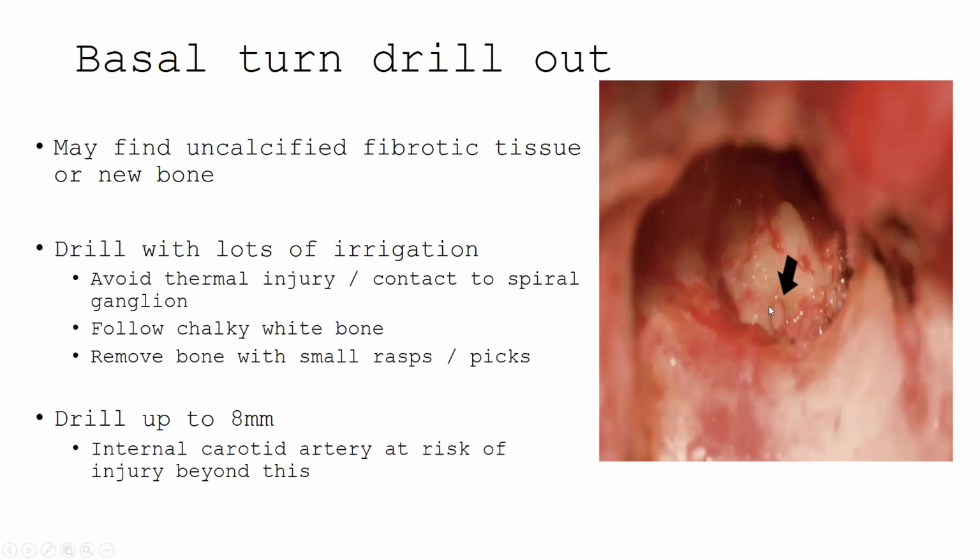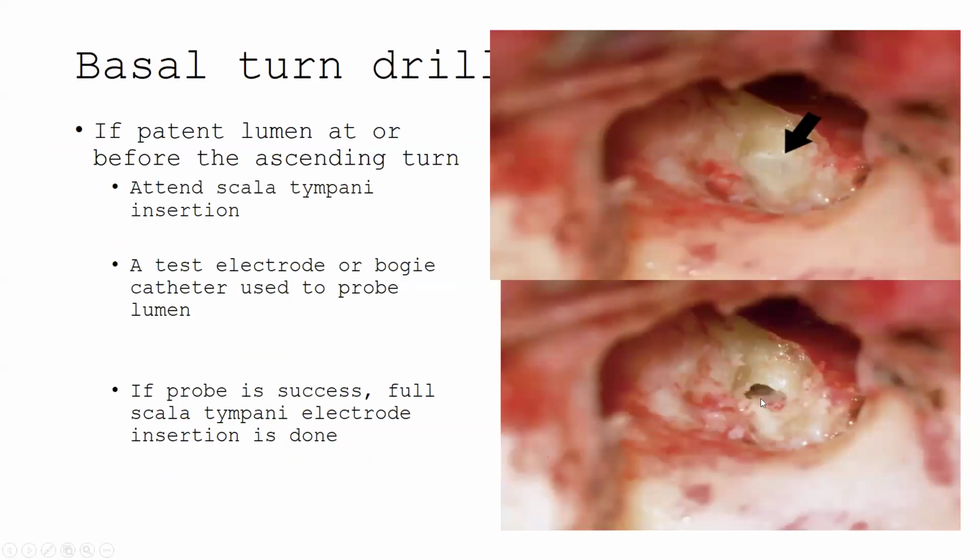Important for us is to remember the relationship, the distance from the round window to the internal carotid canal, which is about 8 to 10 millimeters. So drilling beyond 8 millimeters poses risk of injuring your internal carotid artery. If you do find a patent canal, like in the picture below, some companies have a test electrode that you can insert to assess the length of electrode that you need, or even the patency. Then you go ahead and insert your electrode.